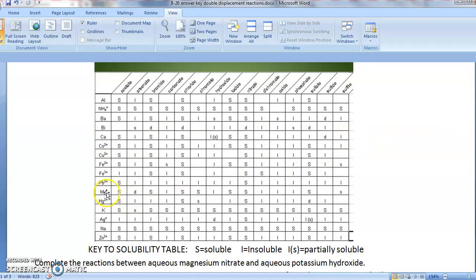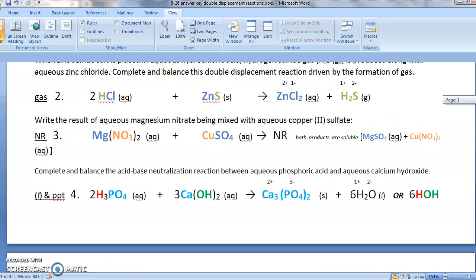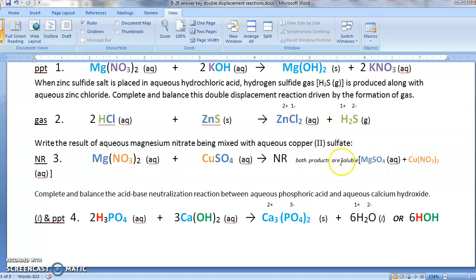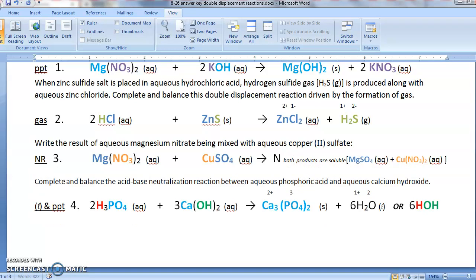So we look up on the table. There's the Mg. We go straight over to the sulfates, the SO4s. They are soluble. They will stay in solution. So the magnesium sulfates will not precipitate out. The copper 2 nitrates will not precipitate out. Everything will stay just fine in solution. No problems will happen. There, now we got the aqueous back up on that line.